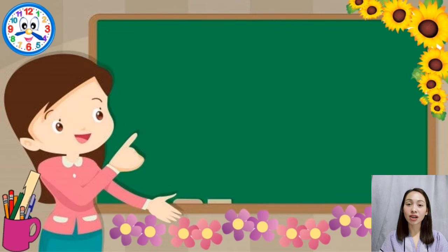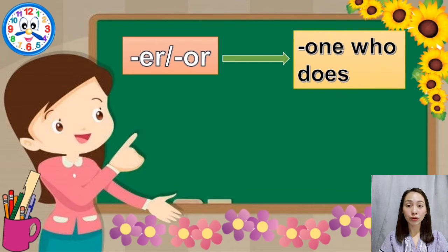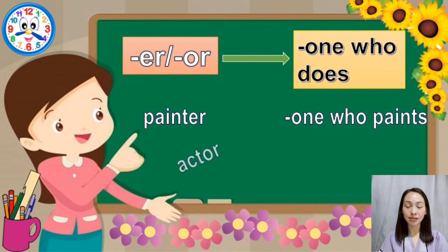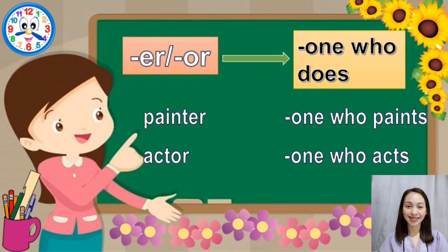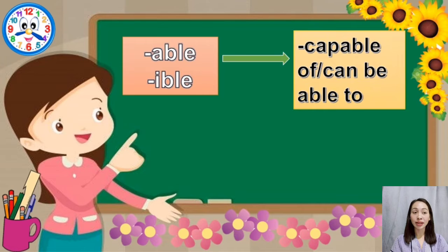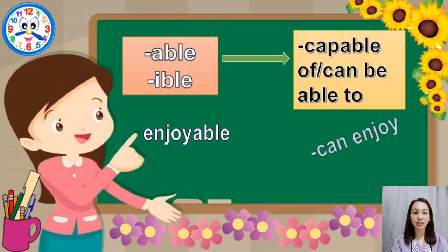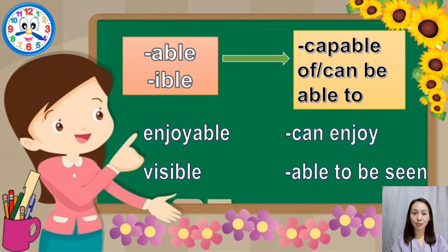Another, the suffixes er and or, which means one who does or one who performs a certain action. For example, painter, which means one who paints. Actor, which means one who acts. And lastly, the suffixes able and ible, which means capable of or can be or able to. For example, enjoyable, which means can enjoy. Visible, which means able to be seen.